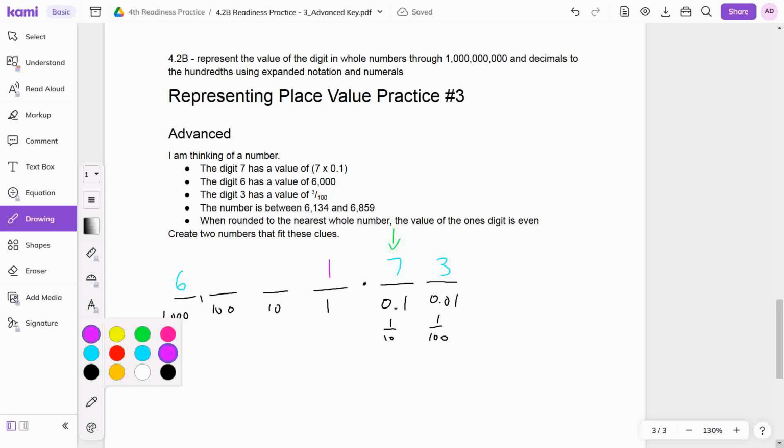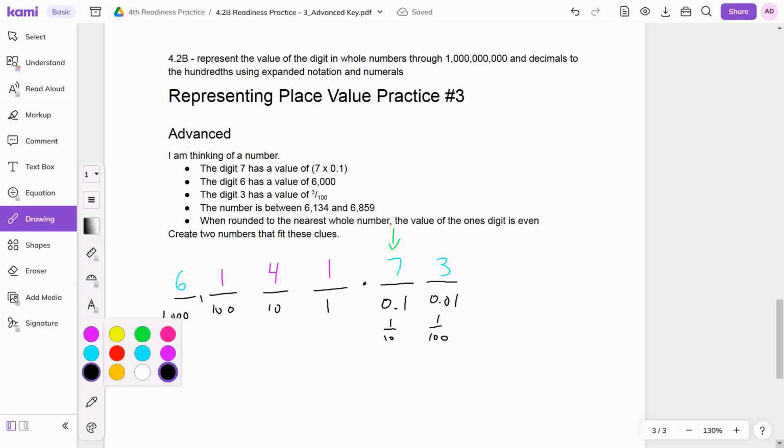And then it needs to be between 6,134 and the upper number. So I'm going to make it 6,100. But you notice I don't have many options with 100. I can put a 0, 1, 2, or even a 3 in the tens place, but I can't put a 4, 5, 6, 7, 8, or 9. So this number would be between those two. So that number could work.